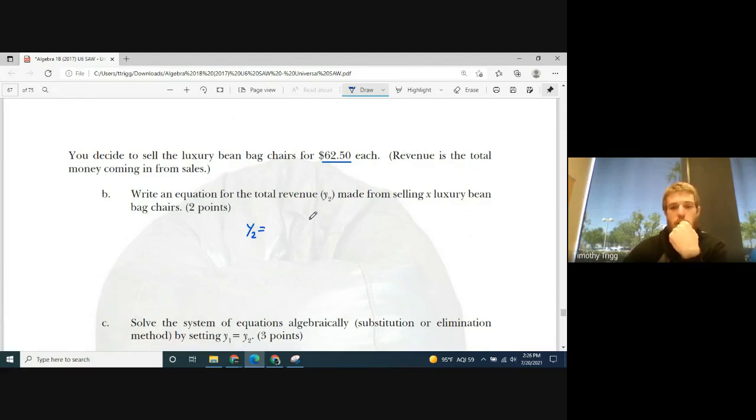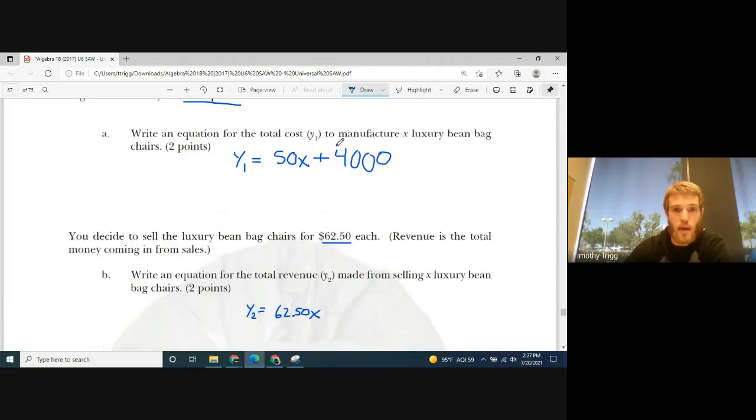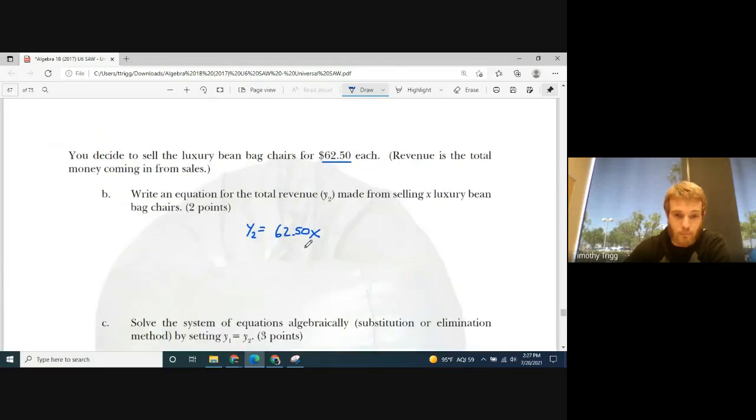It says that we sell the chairs for $62.50 each. That "each" tells you it's $62.50 times however many we produce. So that's $62.50 times x. However many we produce and sell, it'll be $62.50 times however many. Okay, so here's our revenue equation. So we have our cost equation and our revenue equation.